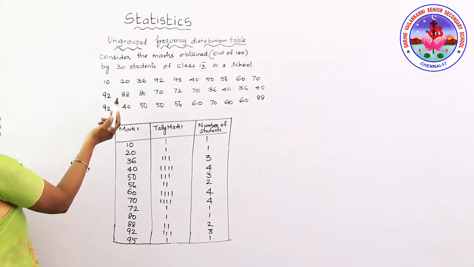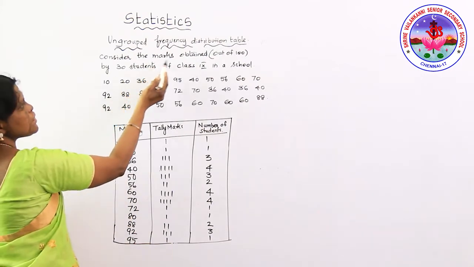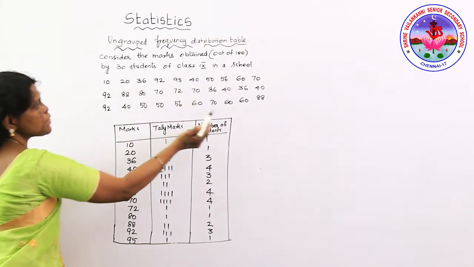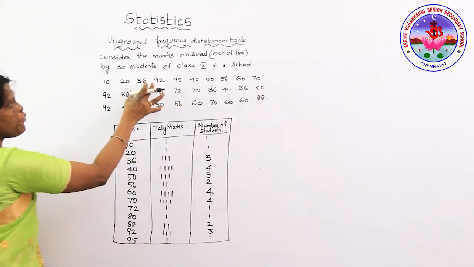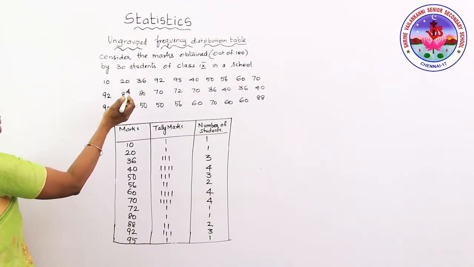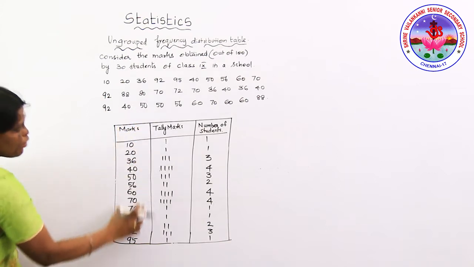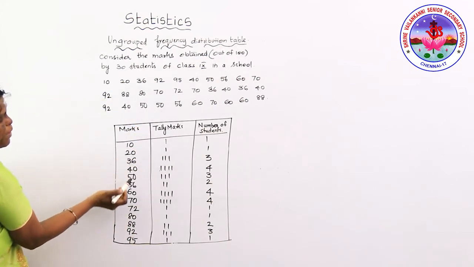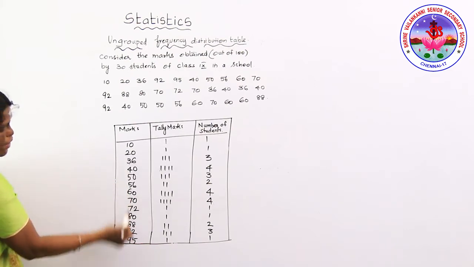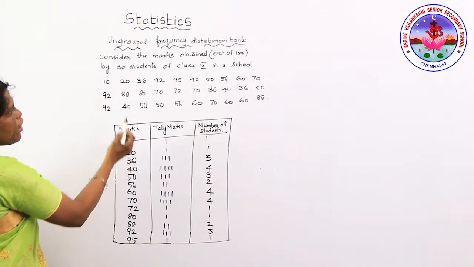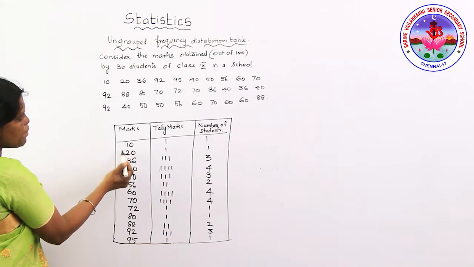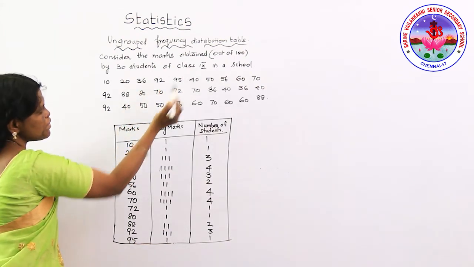Here, through an example, consider the marks obtained by 30 students of class 9. I have given the marks for the 30 students, which are in raw form, not written in terms of intervals. Let me write the marks in a column. We represent all these marks individually: 10, 20, 36, 40, 50, 56, 60, 70 and so on. I am going to find out how many students scored the mark 10, and similarly for 20, individually.